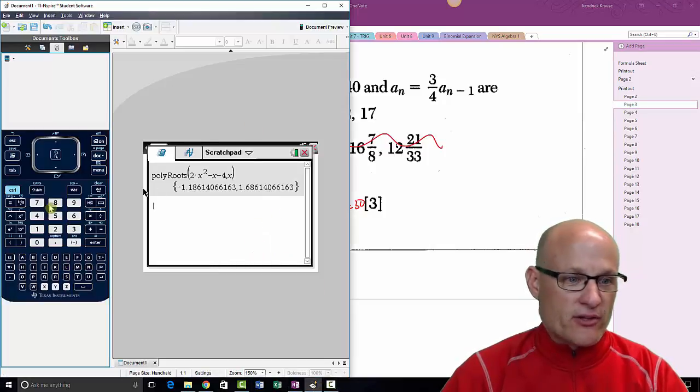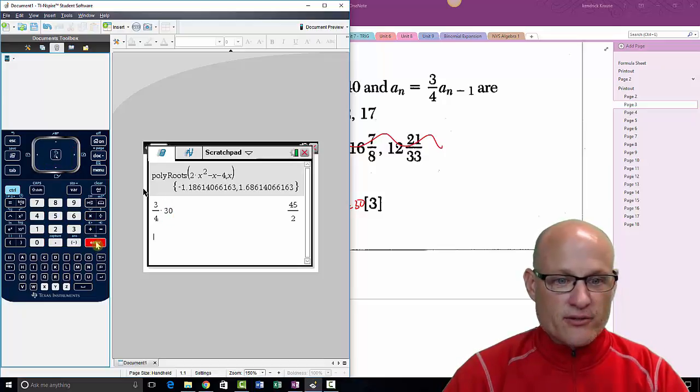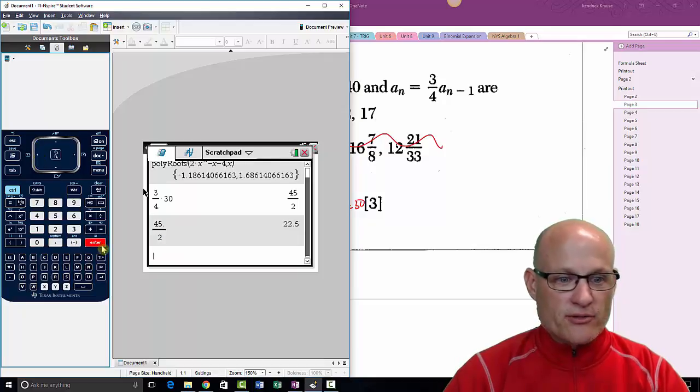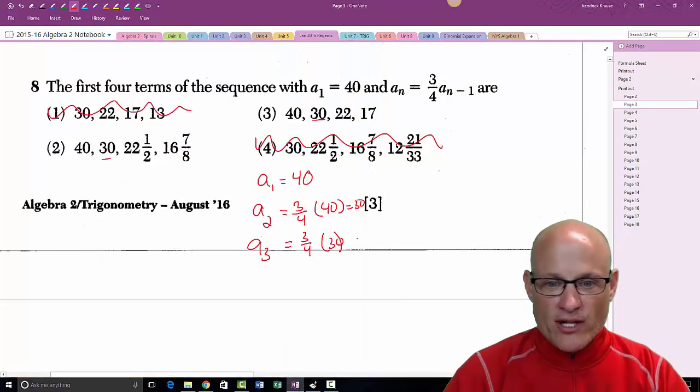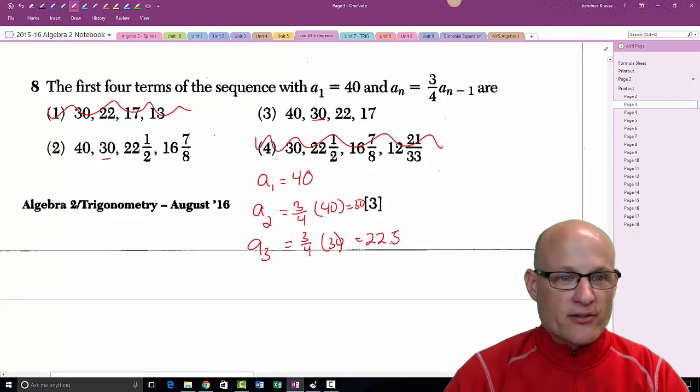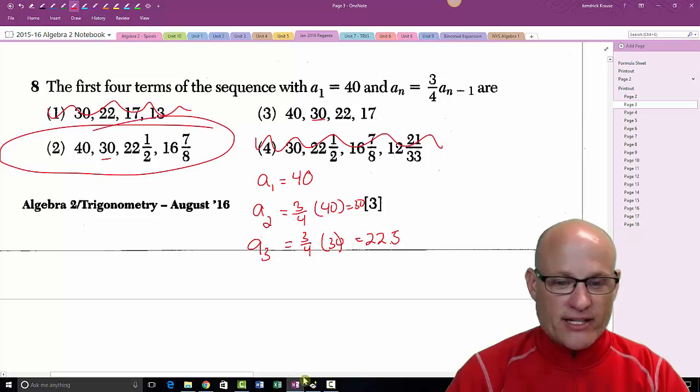Go over here and I say, okay, control division 3 over 4 times 30. Enter. I knew it was going to do that too. I should have put a decimal in. Decimal. Enter. 22.5. So that's equal to 22.5. Anybody got that? There it is. 22.5. Boom. And I can check that one more time.